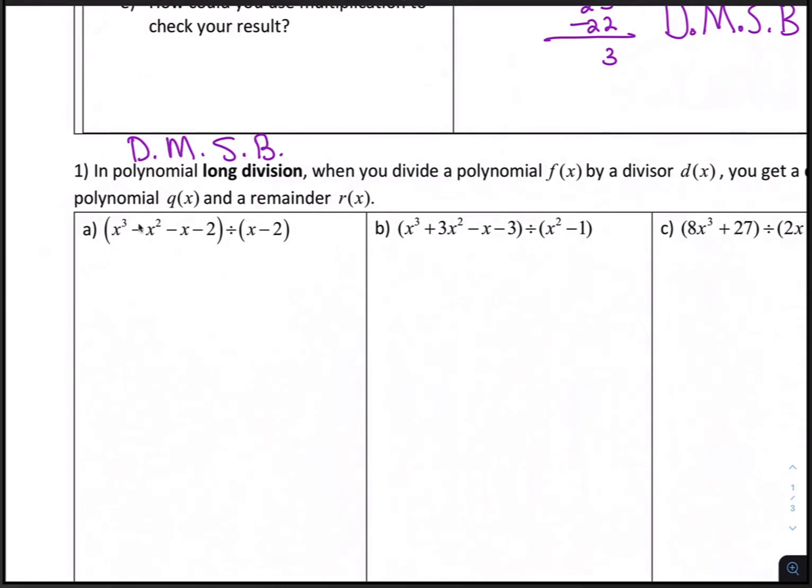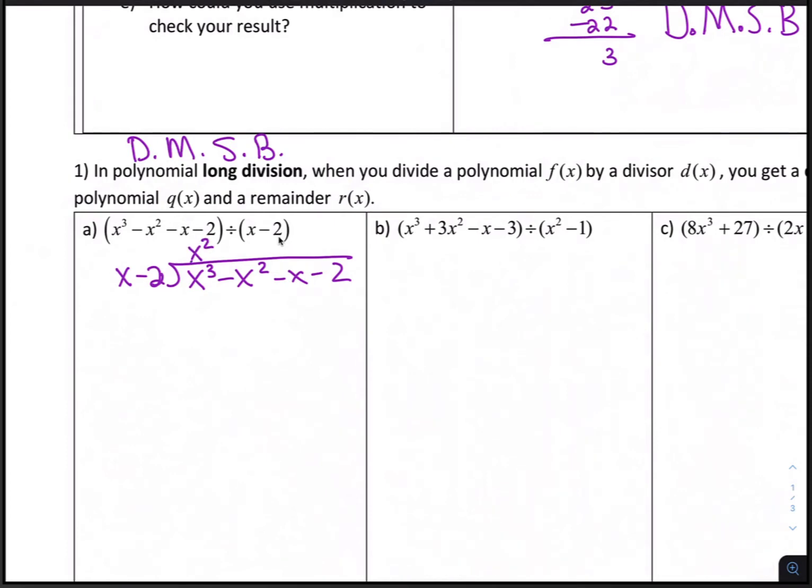So here in number 1a, we're taking the polynomial x cubed minus x squared minus x minus 2, and we're dividing it by x minus 2. So our divisor is x minus 2, that goes on the outside, and the dividend goes inside. That's the other polynomial. When you're dividing, you take the very first term of the dividend, which is x to the third, and divide it by the very first term of the divisor, which is x. So x to the third divided by x is x squared. You'll put that at the top.